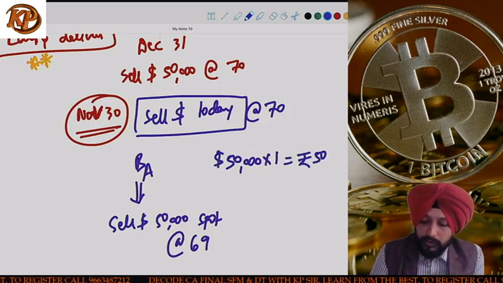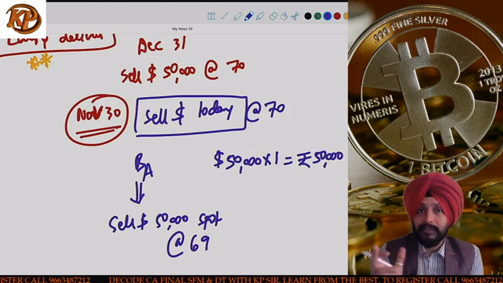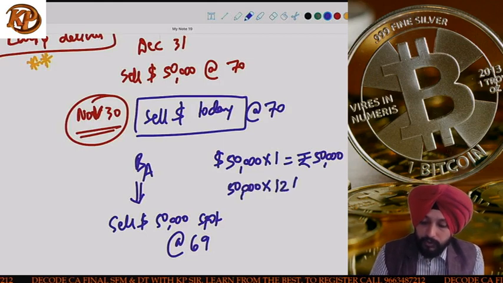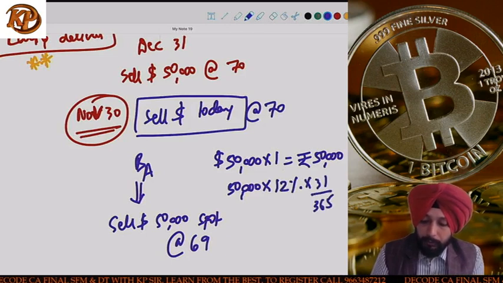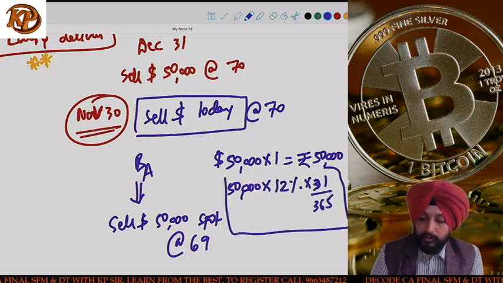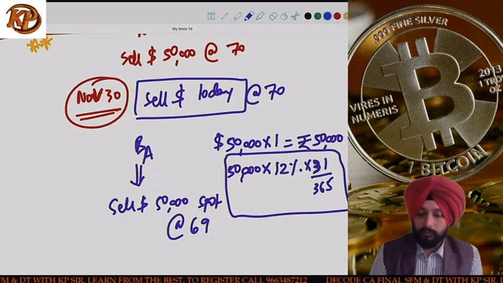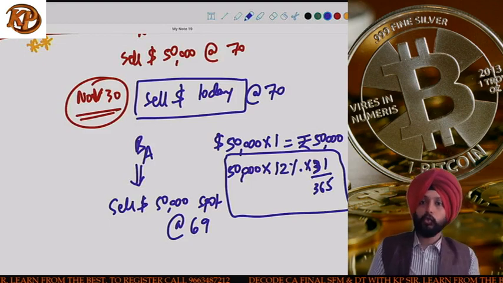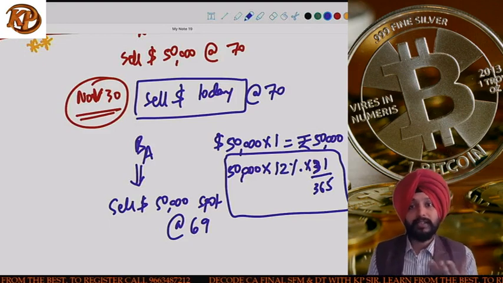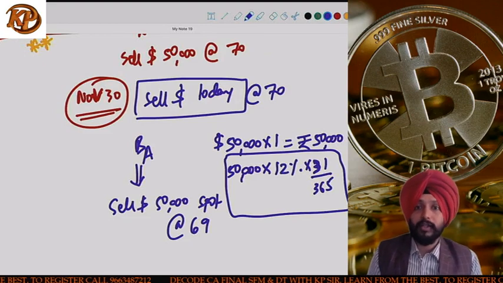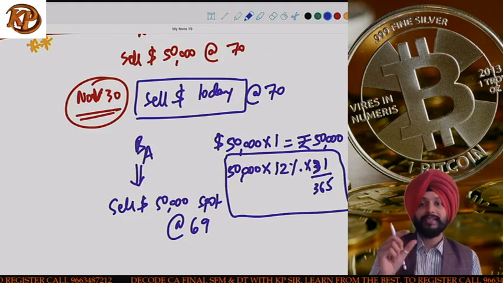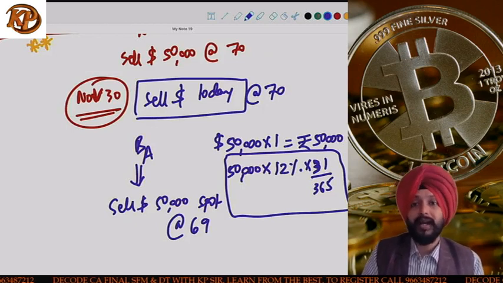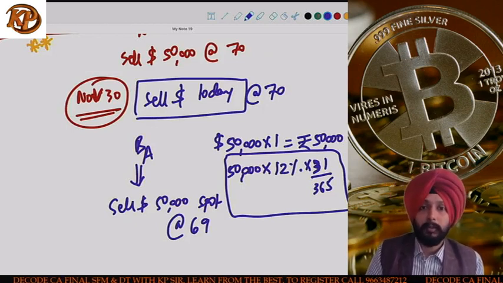So $50,000 into 1 rupee, total 50,000 rupees is the loss which the bank has suffered. That is the cash flow loss they have suffered on this 50,000. Suppose the interest rate is 12% for 31 days, the period of early delivery. They will charge you interest for these 31 days. The bank has taken it from you at 70 and sold it in the spot market at 69, because that is the spot market rate. Because there is a total early delivery period of 31 days, whatever excess cash flow the bank has suffered, on that they will charge you interest for the period of early delivery.